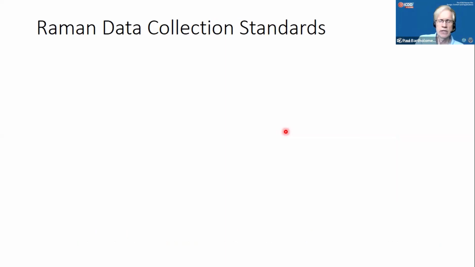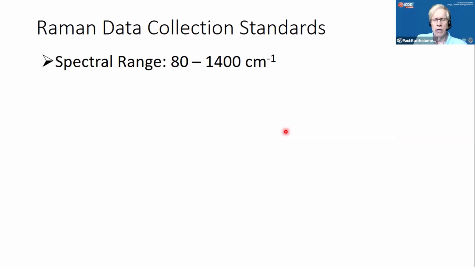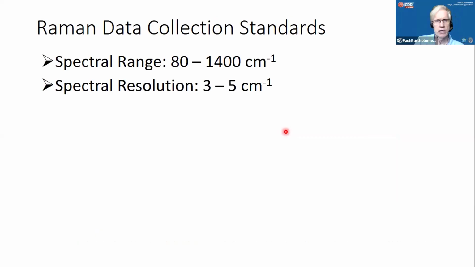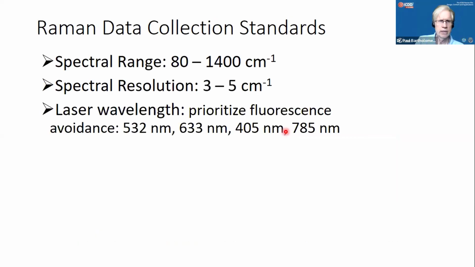Raman data collection: I have to set data collection standards. There isn't time to talk about the whole process of development that led to setting these standards, although you saw how I chose the spectral range of 80 to 1400 wave numbers. Spectral resolution: I tried to stay in the 3 to 5 wave number range. Laser wavelength: signal strength is important, so my go-to is 532 nanometers, but if I run into fluorescence, I go to another laser wavelength. These are the other wavelengths I used in this work.